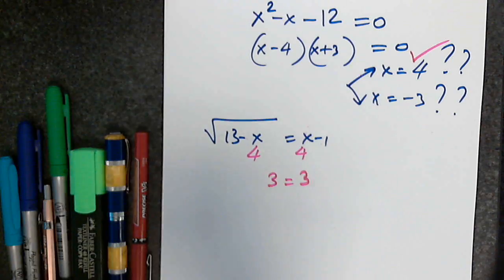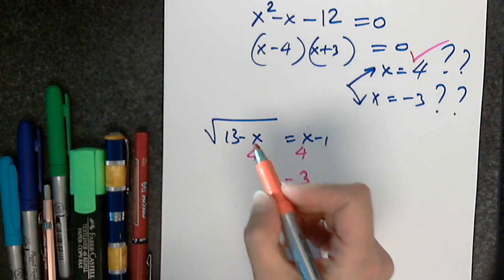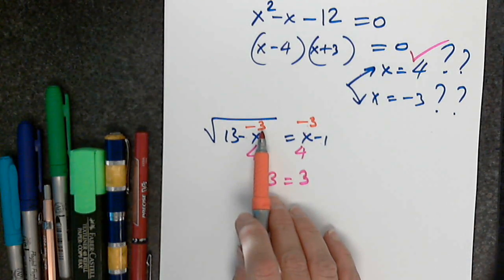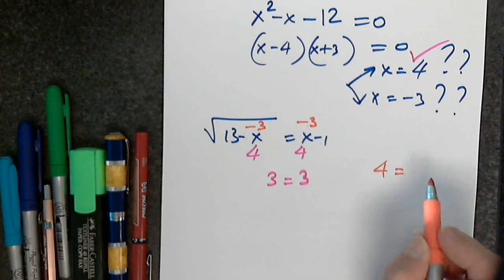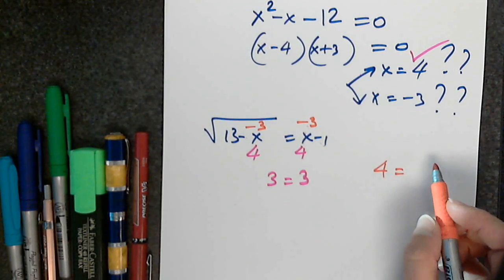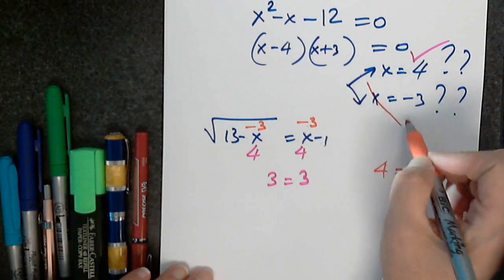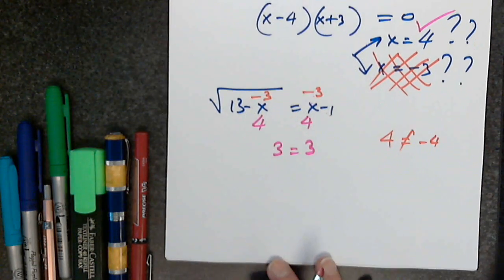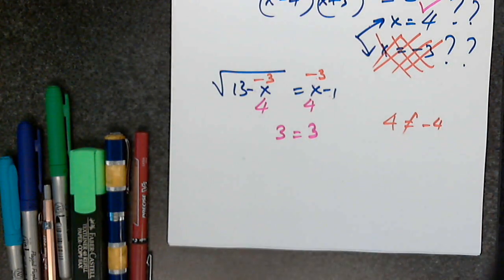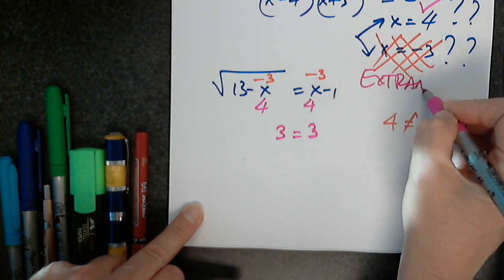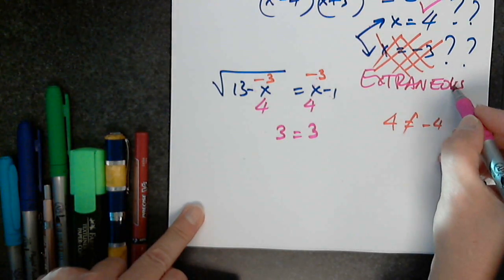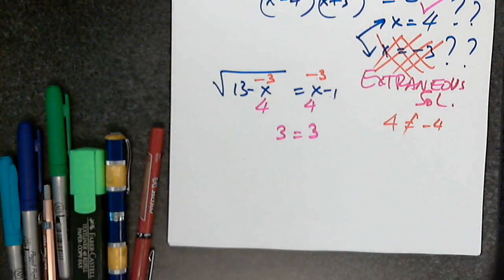Okay, so I'm checking 4. 13 minus 4 is 9. The square root of 9. So the left-hand side is 3. What about the right-hand side? Will you accept x equals 4? Now I have to check negative 3. 13 minus negative 3, the square root of 16. Negative 3 minus 1. Very good. Yes, x equals negative 3 is an extraneous solution.